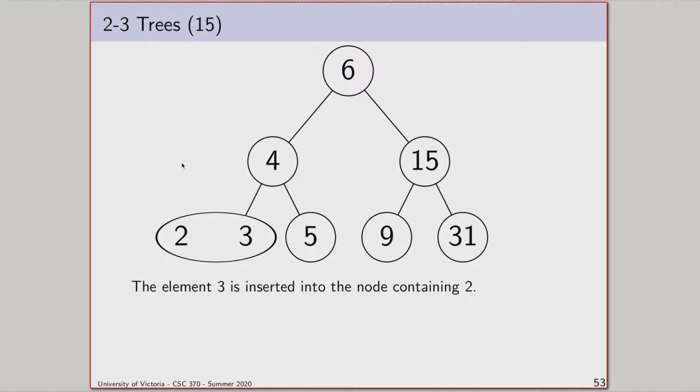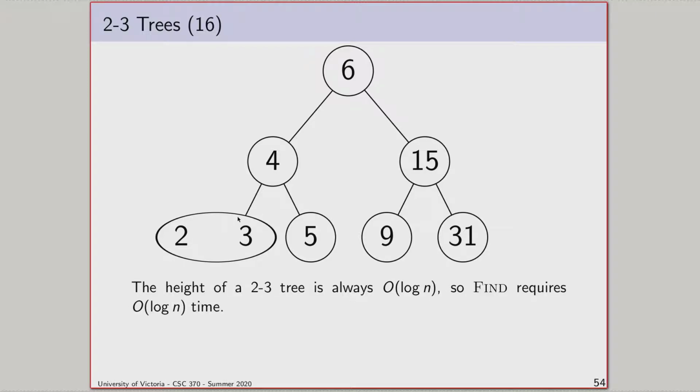Okay, so we add the value 2, it gets inserted into the node, the value 3 gets inserted into the node containing 2, and that was the entire set of insertions. So it turns out that this actually has the same find and insert guarantee that self-balancing binary search trees do. So the height is always log n and find always requires log n time.